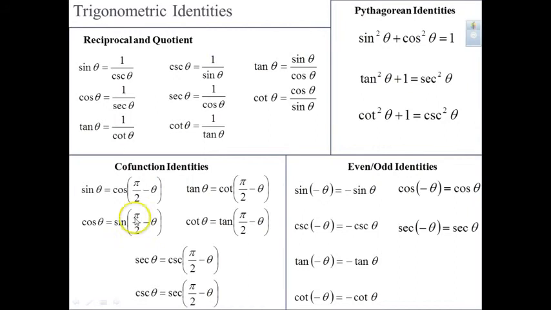So all together, these are all the different trigonometric identities, the basic trig identities that we will use when solving these types of problems. So it would be good for you to have a printout of this sheet and keep it for your reference.